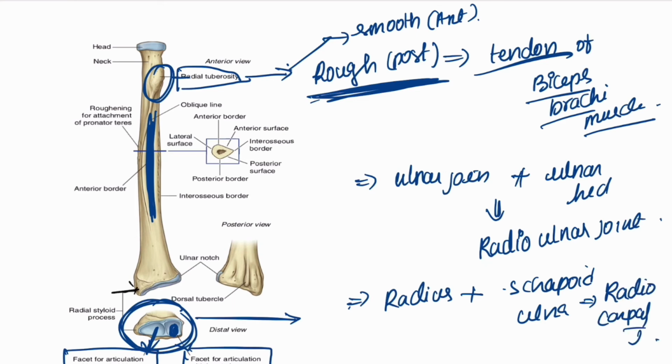And laterally it has the styloid process. This is the styloid process here. This styloid process is larger than the ulnar styloid process.